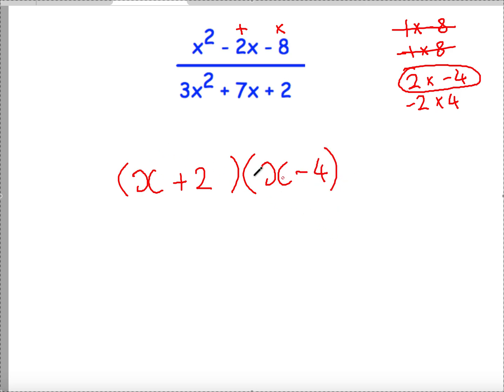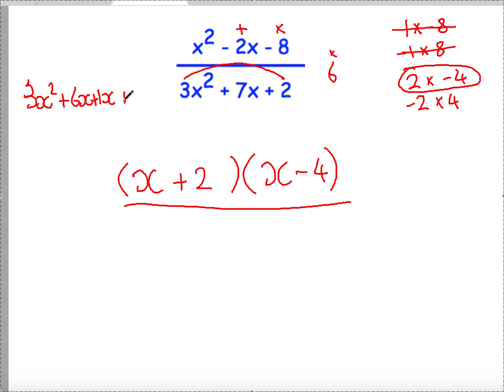Now, if we're not sure if either of those are going to be at the bottom, then what we can do is still factorize that bottom bit. So you know that you're multiplying to 6, but adding to 7, and those values should be 6 and 1. So before we split the middle, we've got 3x squared plus 6x plus 1x, or just x, plus 2. Split that middle up and factorize.